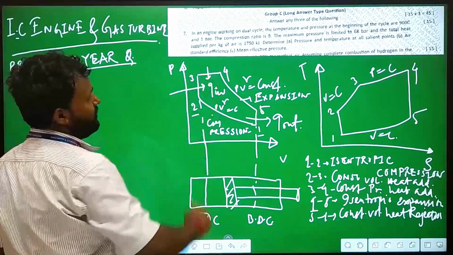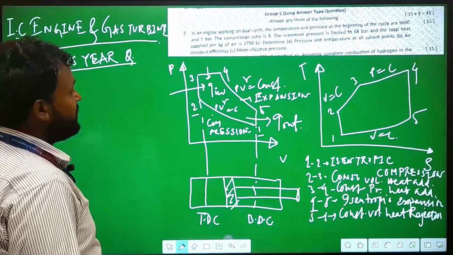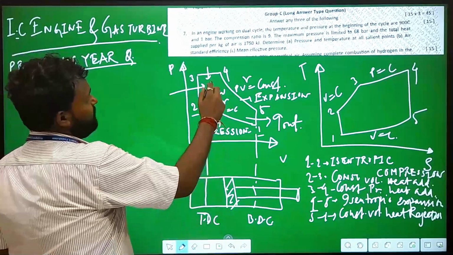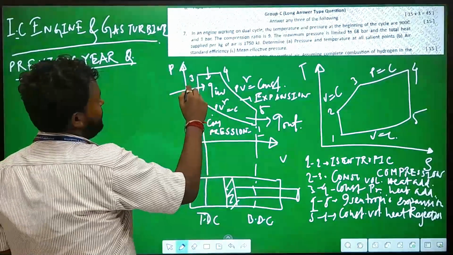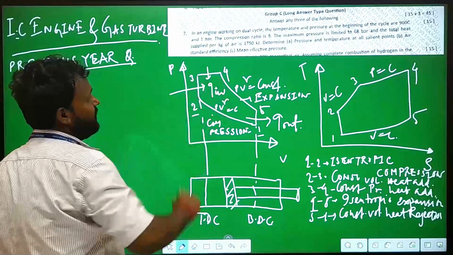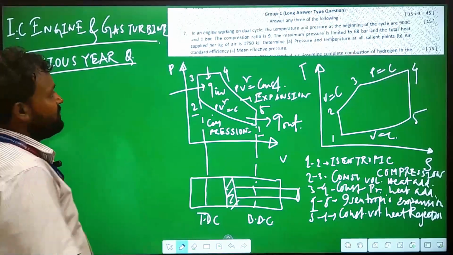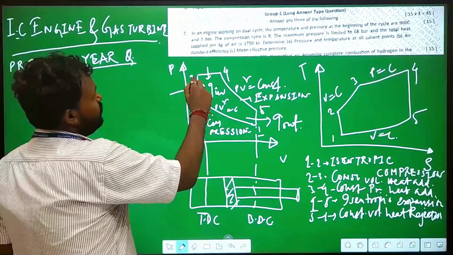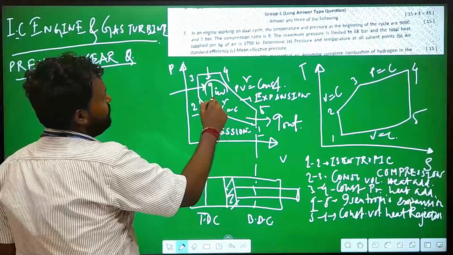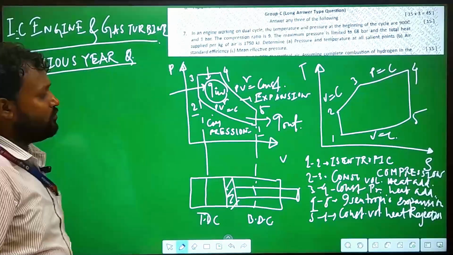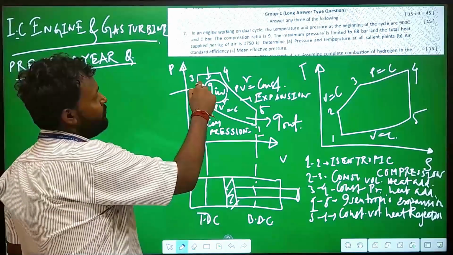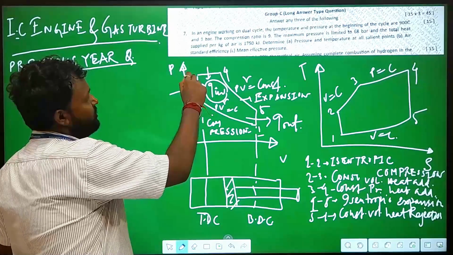Next, 3 to 4 is the constant pressure heat addition process, because here the pressure is not changed. So, in 2 to 3 and 3 to 4 there is Q input. Q input means the total heat is input from the processes 2 to 3 and 3 to 4.